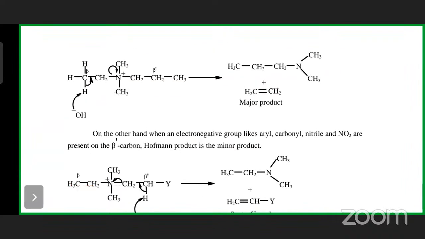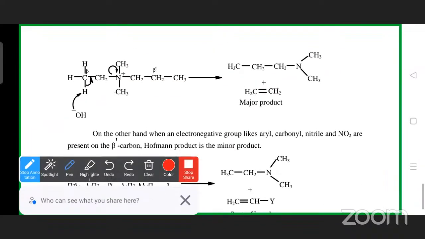You can see the mechanism of how this reaction takes place. Here the base abstracts this proton, then this bond shifts towards this carbon, which leads to removal of the quaternary ammonium salt, and it forms the olefin. Ethylene is the major product here.